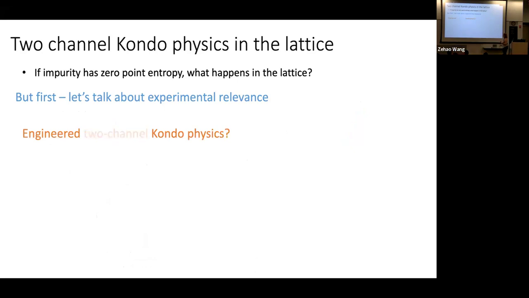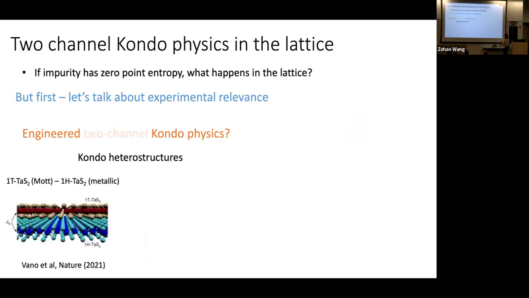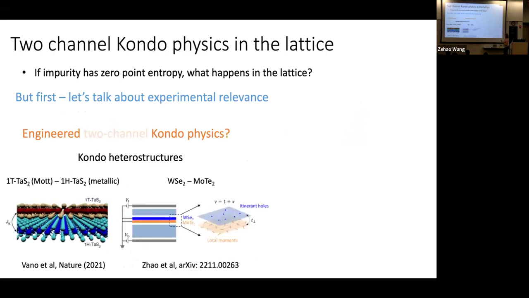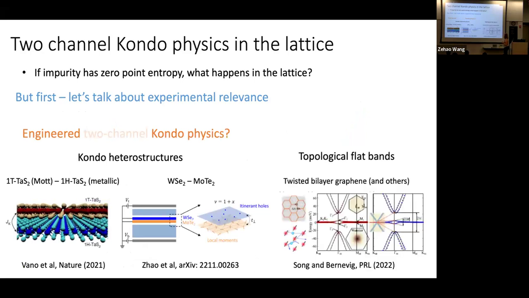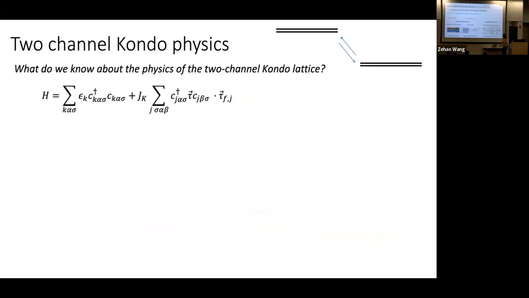So we've seen recently a lot of engineered Kondo physics. With Kondo heterostructures, like the tantalum sulfide systems, the transition metal dichalcogenide systems, and also, not so engineered but engineered by theorists, the topological flat bands in twisted bilayer graphene and many other systems. So it's possible you could engineer not just single-channel Kondo physics, but two-channel Kondo physics, and then this would be relevant in a whole new class of materials.